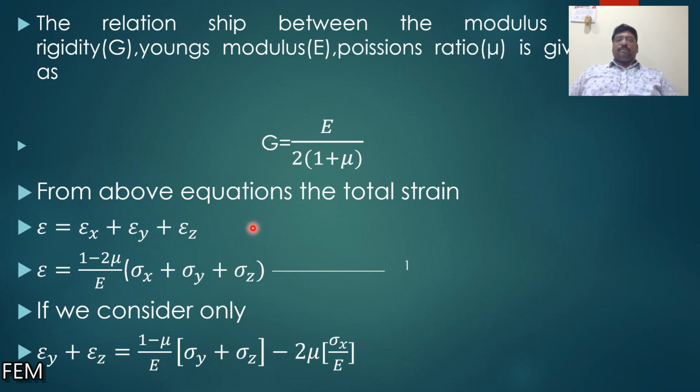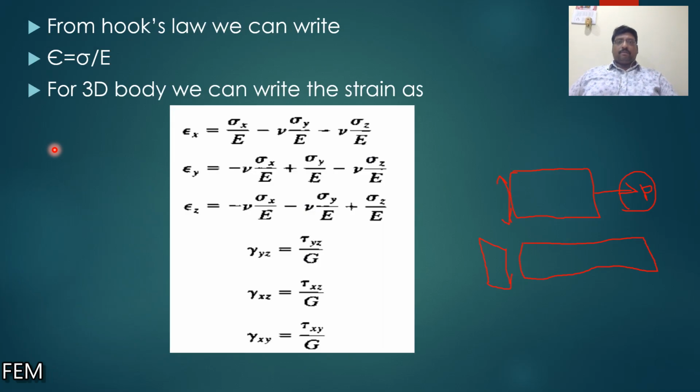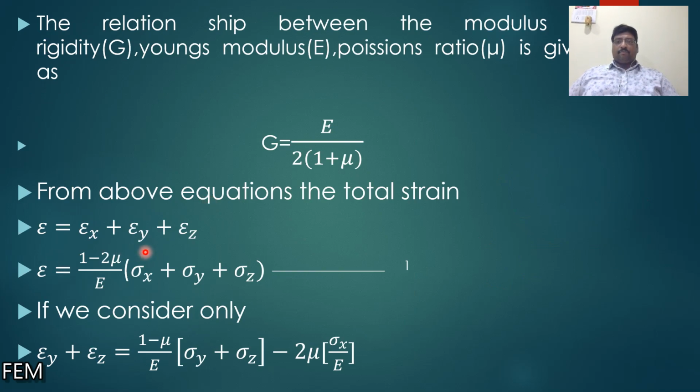From the equations of epsilon x, epsilon y, and epsilon z, I can write epsilon x plus epsilon y plus epsilon z as 1 minus 2 mu by E into sigma x plus sigma y plus sigma z. Let this be equation number 1. Now I am considering only epsilon y plus epsilon z. I can write the function as 1 minus 2 mu by E into sigma y plus sigma z, minus 2 mu into sigma x by E.